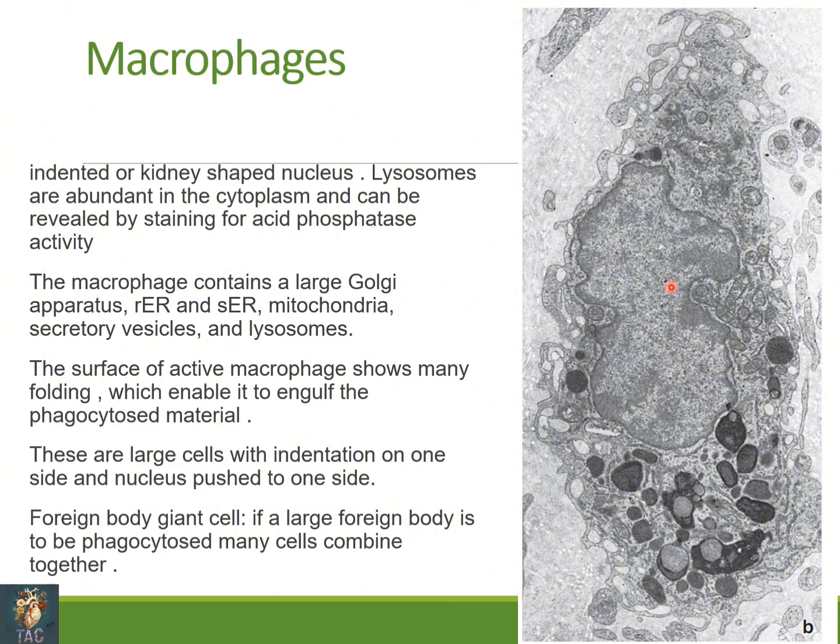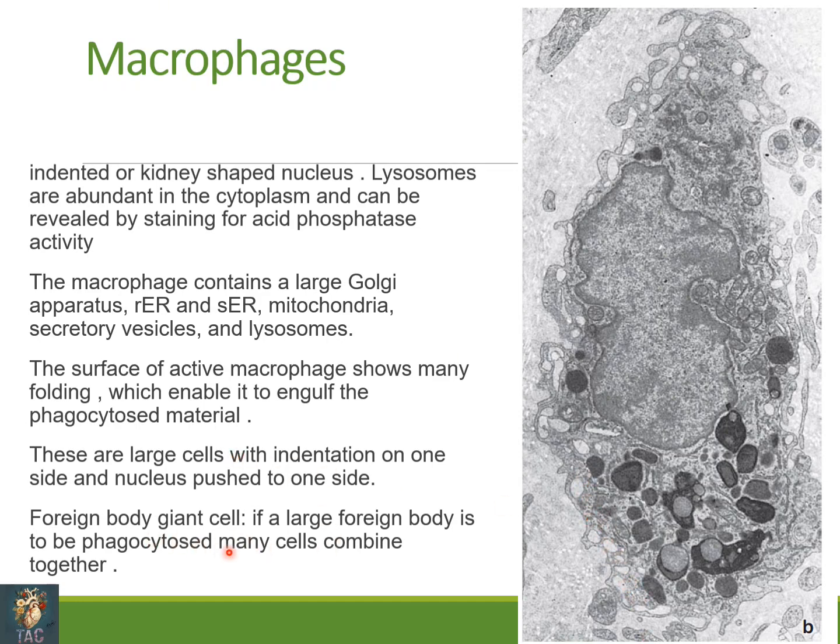In addition to these features, macrophages also exhibit a large amount of Golgi apparatus, smooth and rough endoplasmic reticulum, mitochondria, and secretory vesicles. The surface of the active macrophage shows many foldings. Here you can see the many foldings of this active macrophage showing the phagocytized area, and these are the ingested vesicles which are present in it.